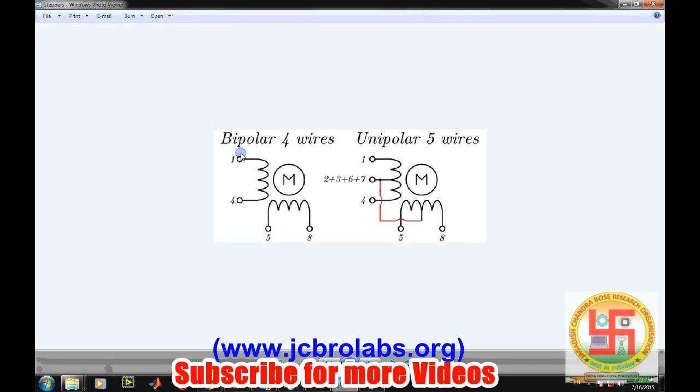So the difference between these two can be visualized from this figure. This bipolar stepper motor has 4 wires. So these are the two different windings, and total wires coming out for this motor are 4. While in the case of unipolar stepper motor, there are 5 wires, 4 for winding and 1 for common. So at the common we can connect a power supply.